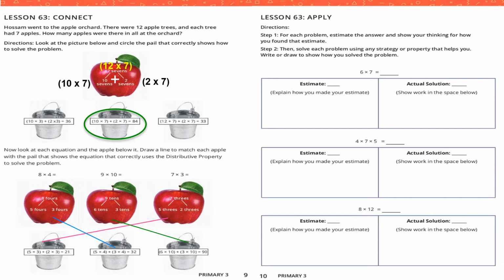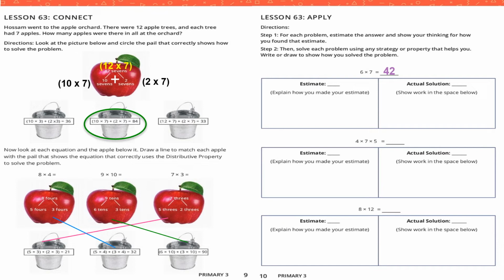We have here some equations. He wants me to find the actual solution or estimate, but I know the timetable, so I don't need to estimate. The first one, 6 times 7. 6 times 7 equals what? From table 6 or from table 7? 42. So the actual solution is 42.